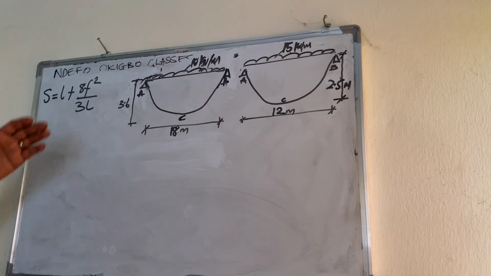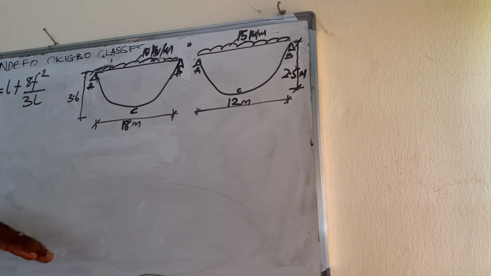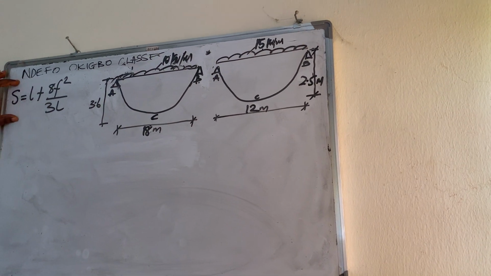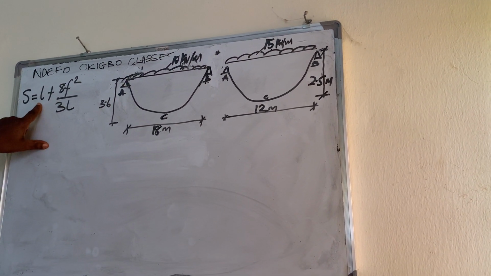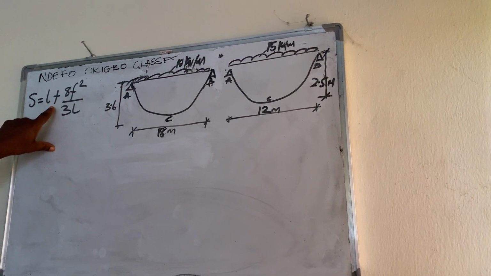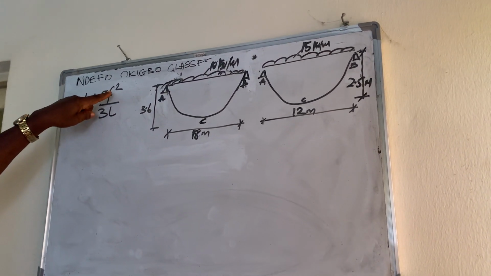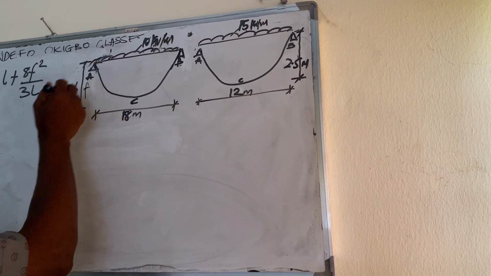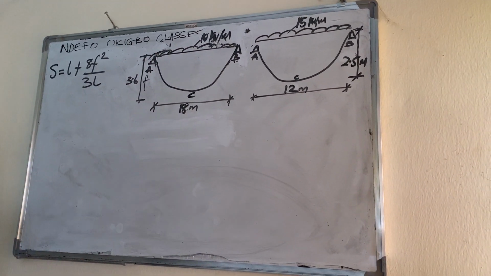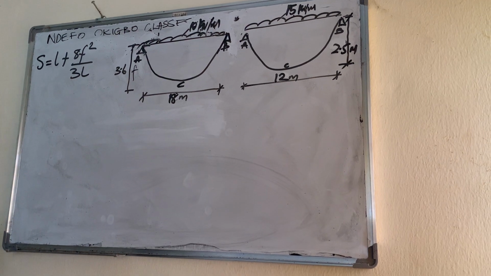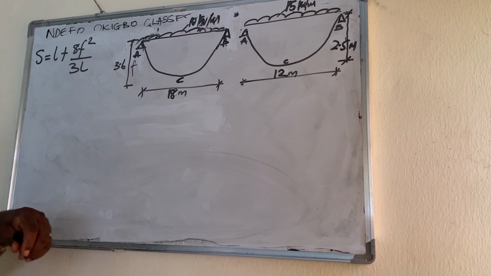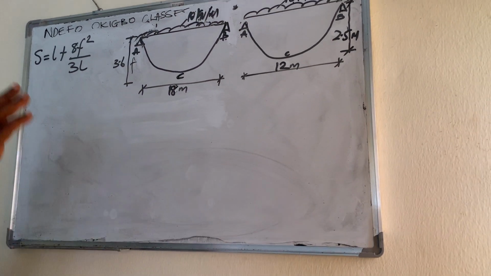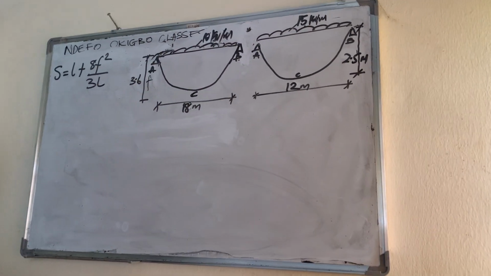So now, for the cable that's carrying a UDL, after rigorous analysis, we got that the length of the cable is S is equal to L plus 8 F squared over 3 times the span, where F is the sag. So any cable that is loaded with a UDL, the length of the cable is this here.